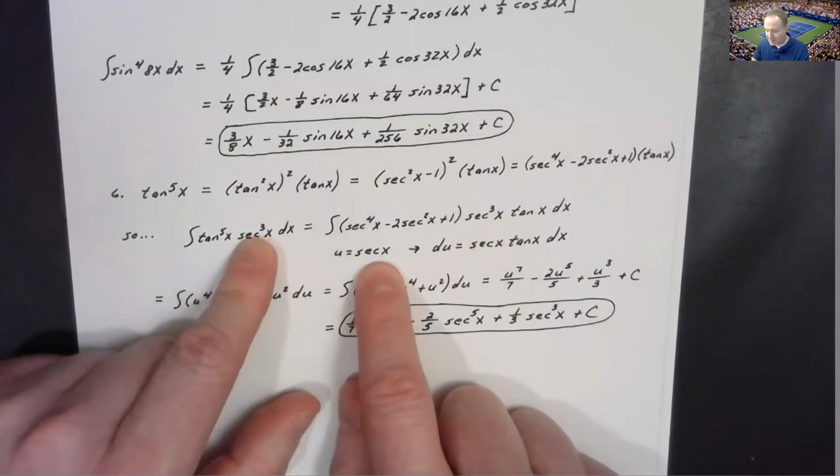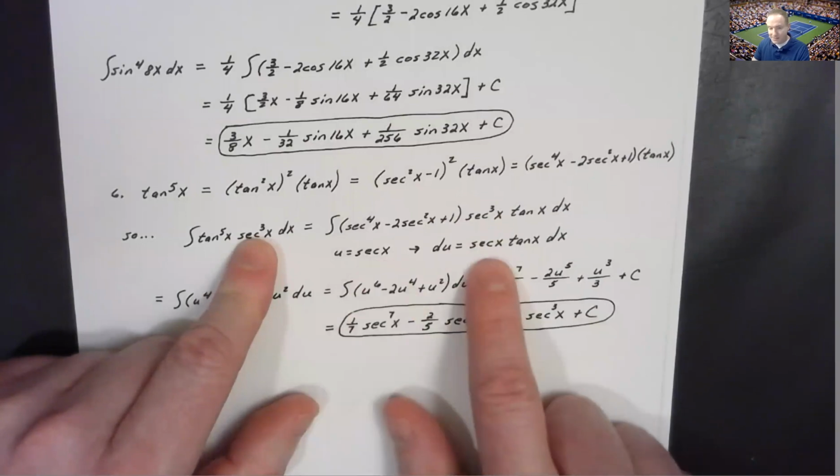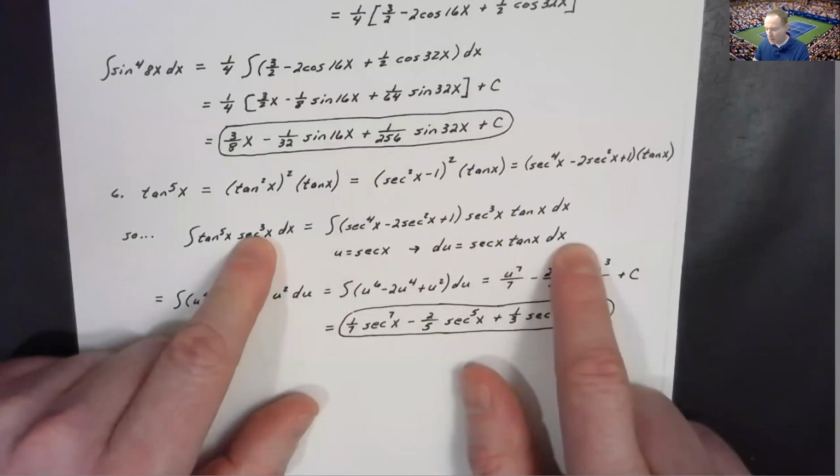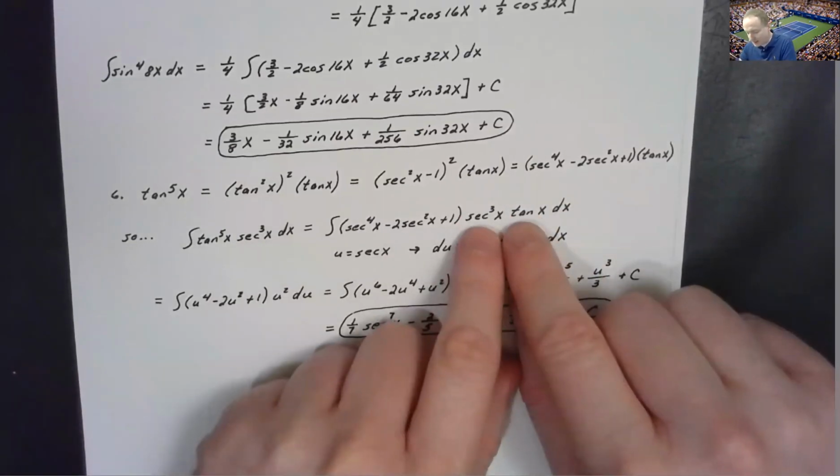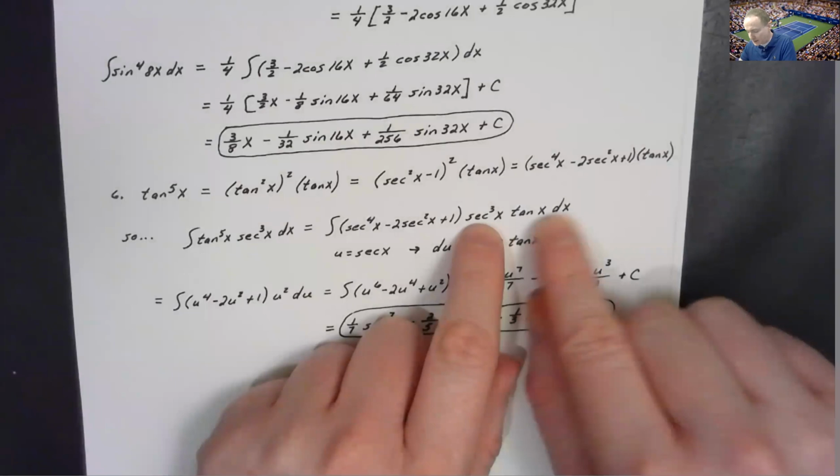If u is equal to the secant of x, we know that the derivative of secant is secant x tangent x dx. So this is telling me in order to do this substitution in this problem, I have to have a factor of secant x and a factor of tangent x dx in order to substitute in my du. Well, I do. I have secant cubed tangent x dx.